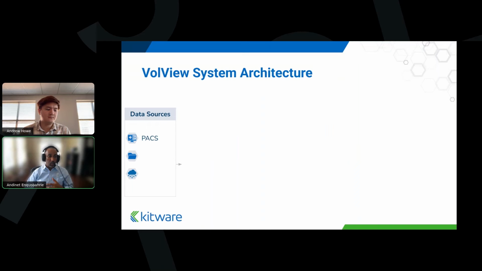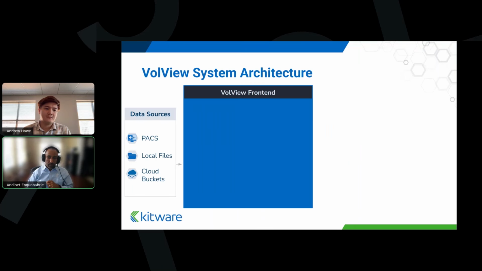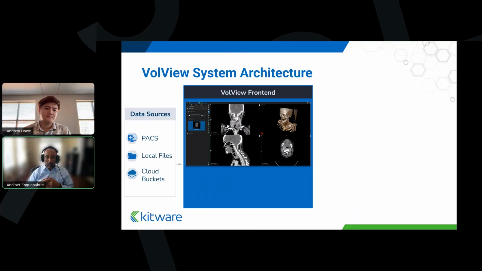One is you can connect to a PACS, a picture archiving and communication system, and query and ingest data. The data could be in your local file, so you can use your local file to load data directly into VolView. And also, if you have data that is stored in S3 buckets or some cloud storage, you'll be able to directly use that to ingest data into VolView. Next, we have the VolView front end. So this is basically your application in the browser.